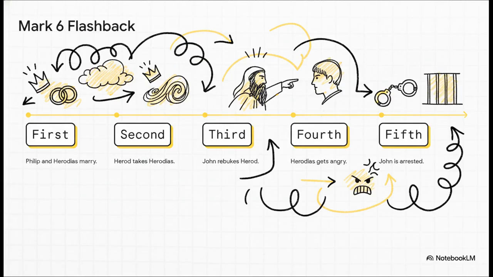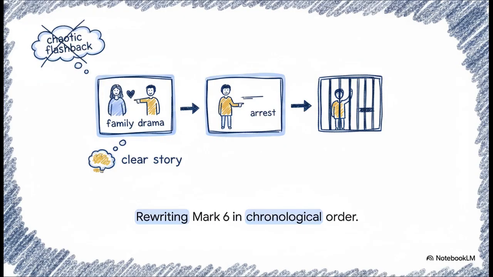To actually translate it, you have to deconstruct it into a true timeline. Philip and Herodias marry, Herod takes her, John rebukes him, Herodias gets angry, and then John is arrested. Once that true timeline is established, translators can actually restructure the text by laying out the family drama first, and then showing John's rebuke, and then the arrest. Applying this timeline completely removes the cognitive burden on the reader. Suddenly, this chaotic flashback transforms into an incredibly clear, dramatic story.